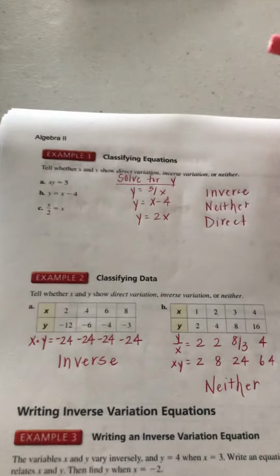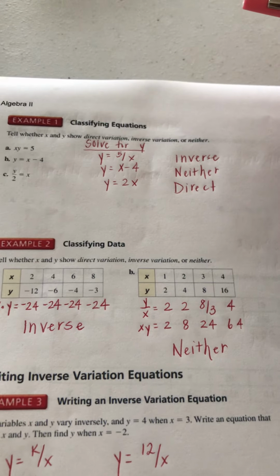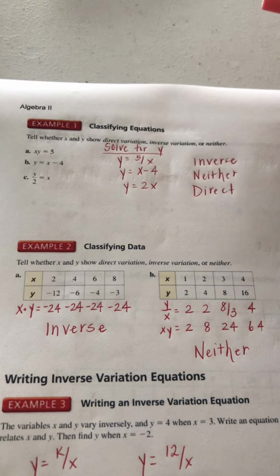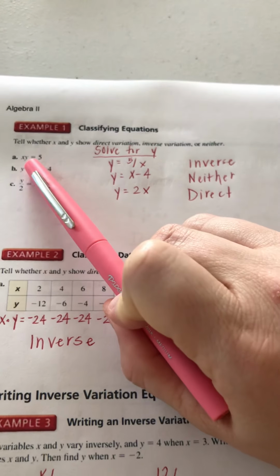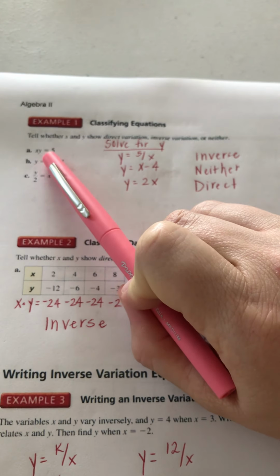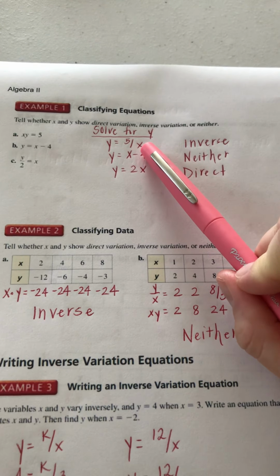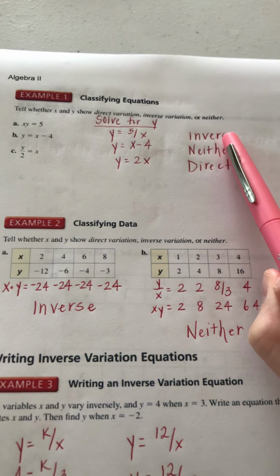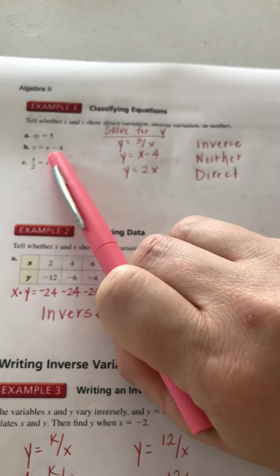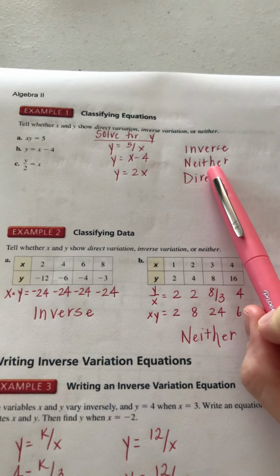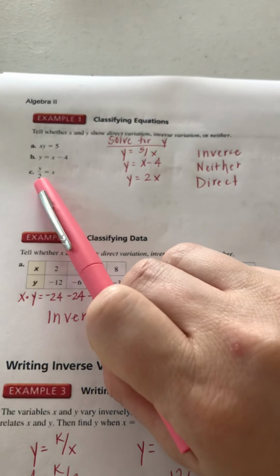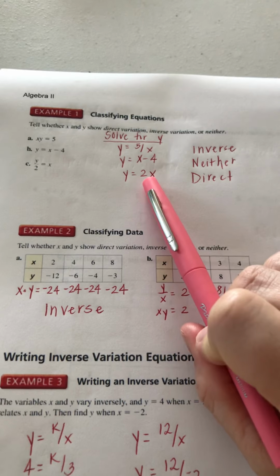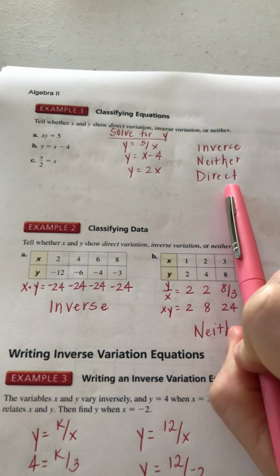Whenever you're trying to classify the equations as direct, inverse, or neither, you always want to solve for y. So on letter A, to solve for y, I would divide by x. When I move x over, x ends up on the bottom of the fraction, so that is inverse. Adding and subtracting are neither variation. When I move 2 over, x is multiplied by a number, so that is direct variation.